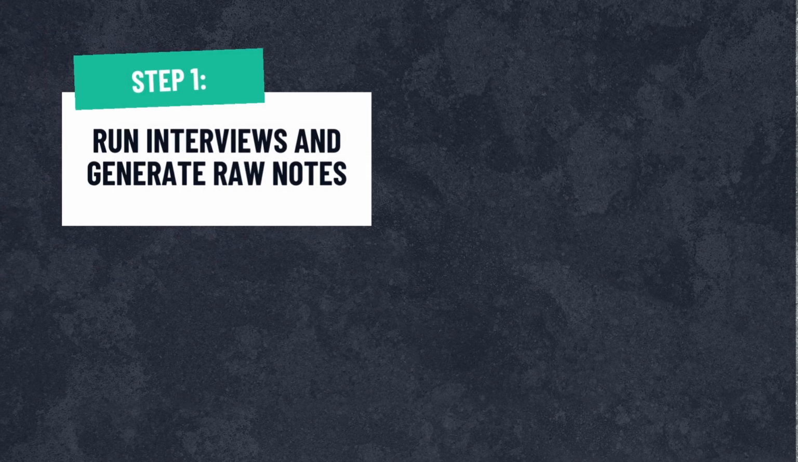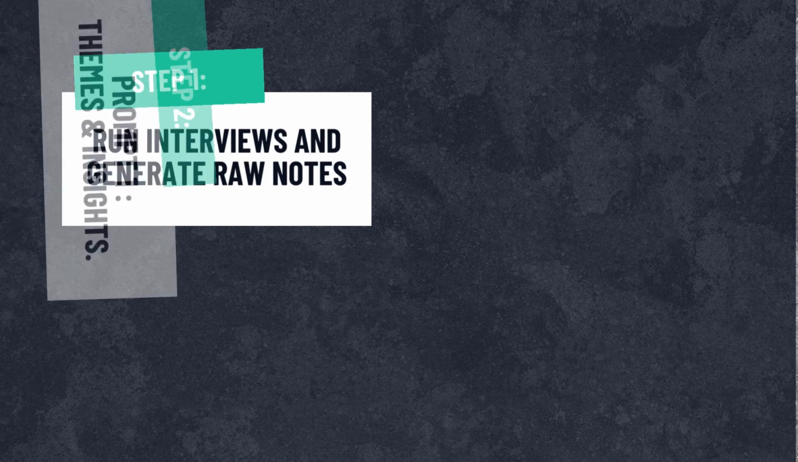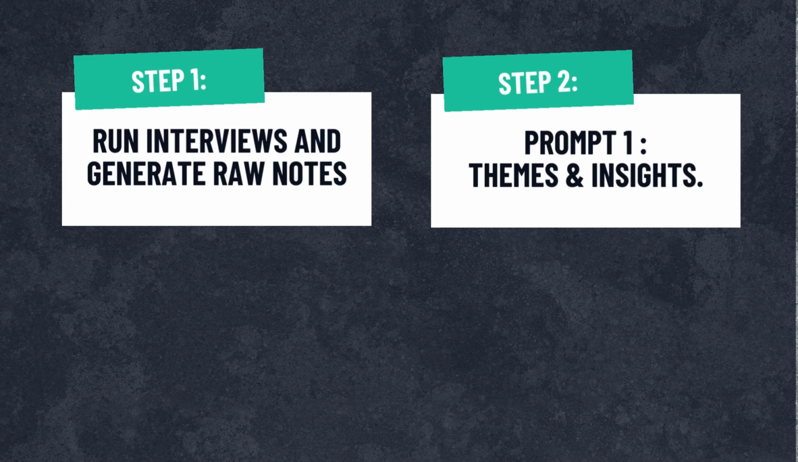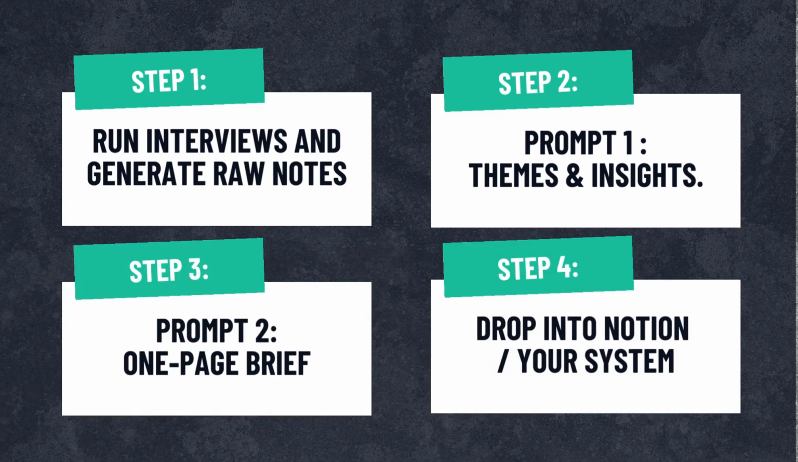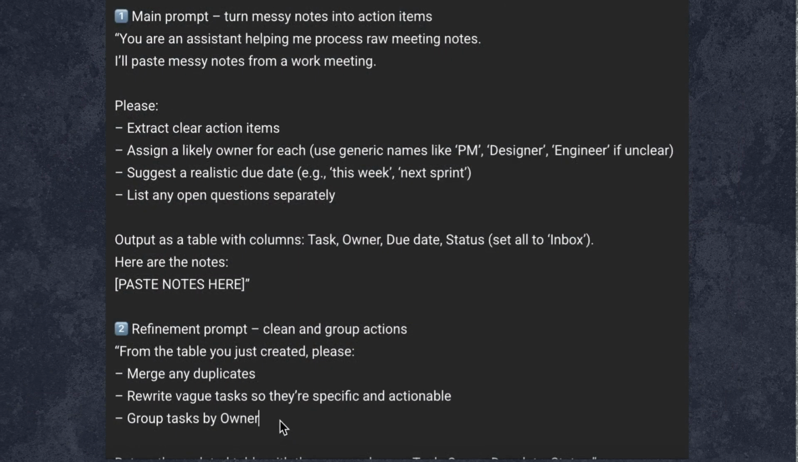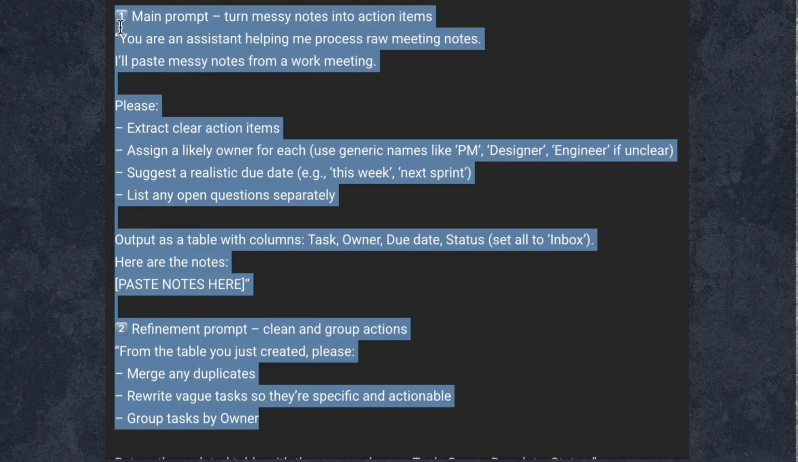To recap, the workflow looks like this. Run your interviews and take your usual notes. Paste anonymized notes into your AI tool. Use the first prompt to get 4 to 5 themes with evidence and insight statements. Use the second prompt to turn those into a concise one-page brief. Then drop the result into your system and refine it with your own expertise. You'll find both prompts, plus the anonymized interview example, in the description so you can copy and adapt them for your own projects.